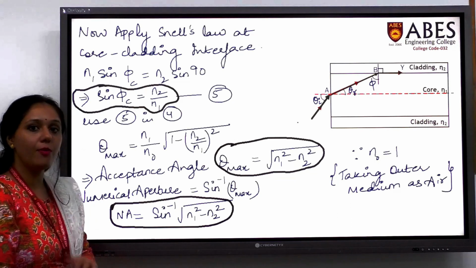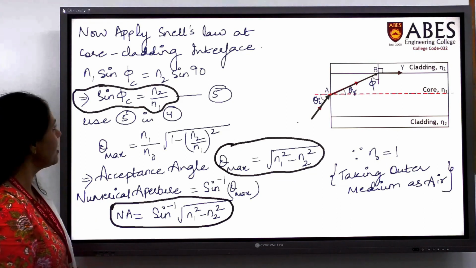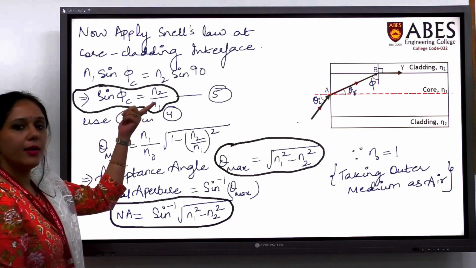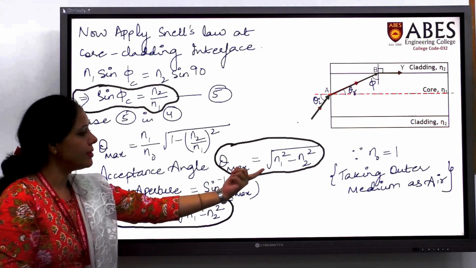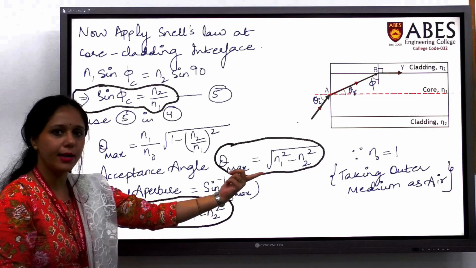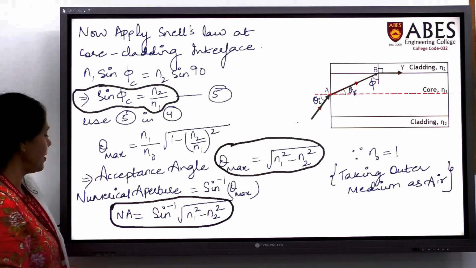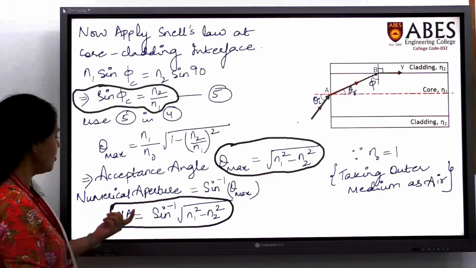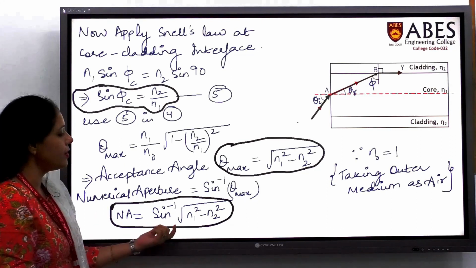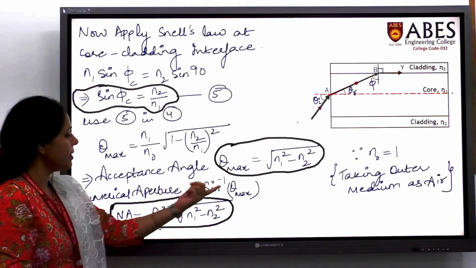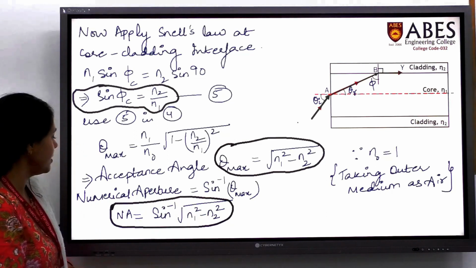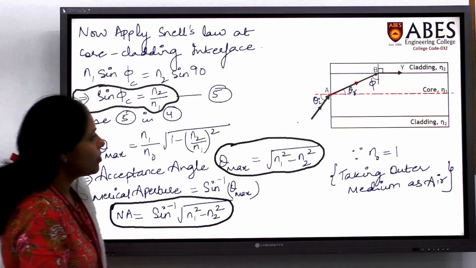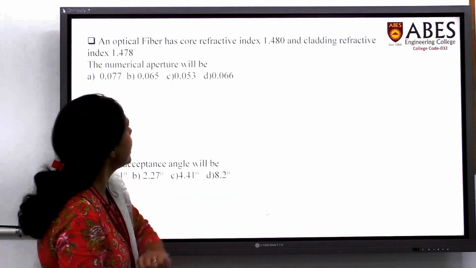So we have 3 formulas here. One is the critical angle formula, this one. The other one is your acceptance angle formula, this one. Theta max is the maximum possible angle. And the third important parameter is your numerical aperture, which is sine inverse of your acceptance angle under root of n1 square minus n2 square. Right? So going to the next slide.